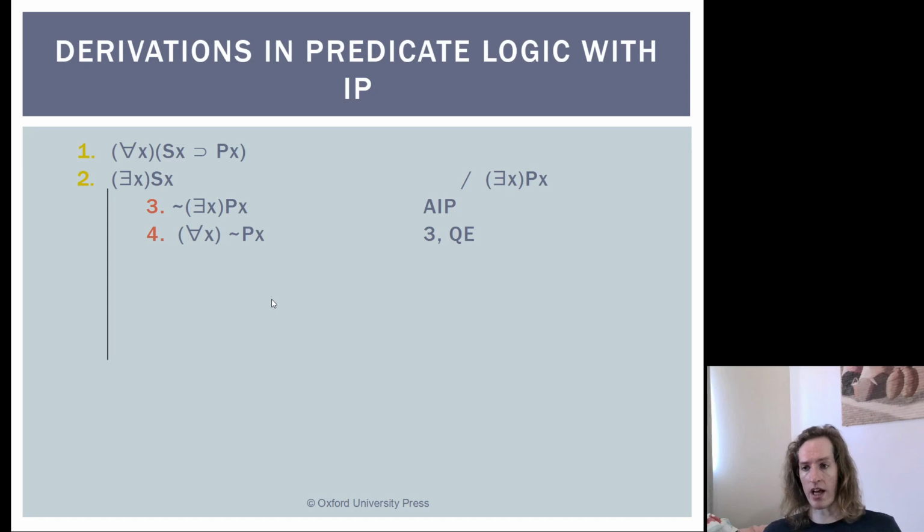We can go ahead and use quantifier exchange on line 3 here. So if it's not the case that there is at least one x, Px, that means that for all objects, it is not the case that they have property P. If it's not the case that even one object has property P, that's equivalent to saying for all objects, it is not the case that they have property P. So line 4, we get this universally quantified formula using quantifier exchange.